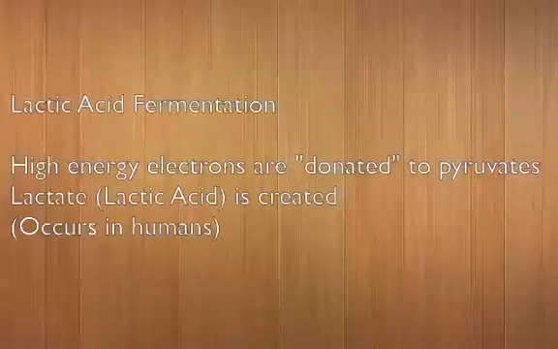Now, like we said, the second type of fermentation is lactic acid fermentation. And the exact same thing happens where the high energy electrons are donated to the pyruvates, which frees up extra NAD+ to transport the high energy electrons. Now, like we said, the difference between alcoholic and lactic acid fermentation is that alcoholic fermentation gives off carbon dioxide along with the alcohol, where lactic acid only gives off lactic acid. This is the fermentation that occurs in human muscle cells and different parts inside the human body as well.